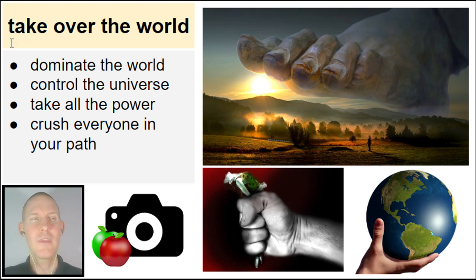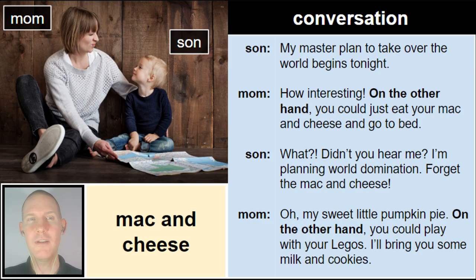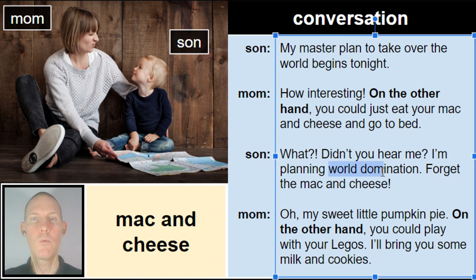So the kid in this picture, he was probably what, like 5 years old? 4? Maybe at most 6 years old? And he's already thinking about taking over the world. So he is planning world domination. He wants to dominate, control the world. And he says, forget mac and cheese, as in, I'm not focused on eating macaroni and cheese. I want to plan and figure out how I'm going to take over the world. Okay. All right, so that's world domination.